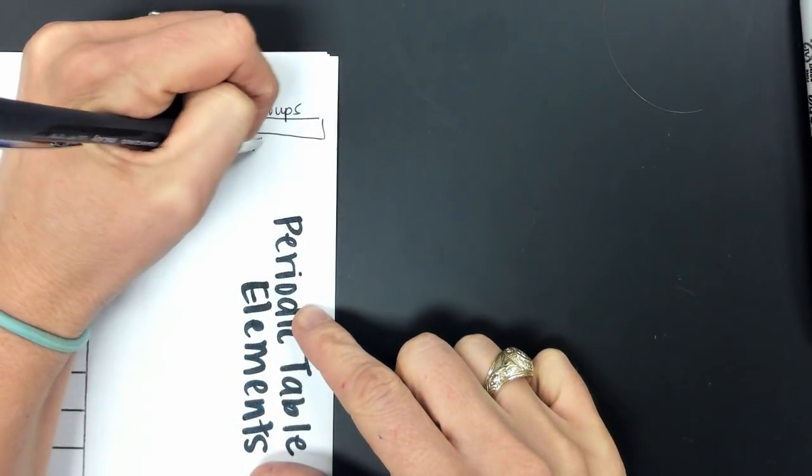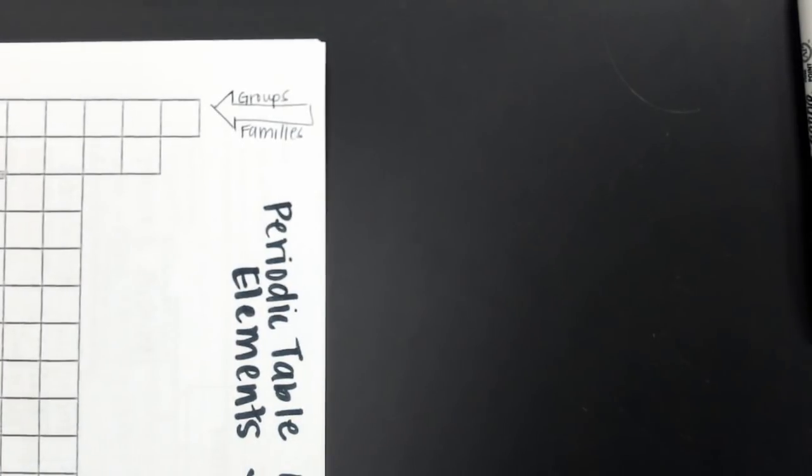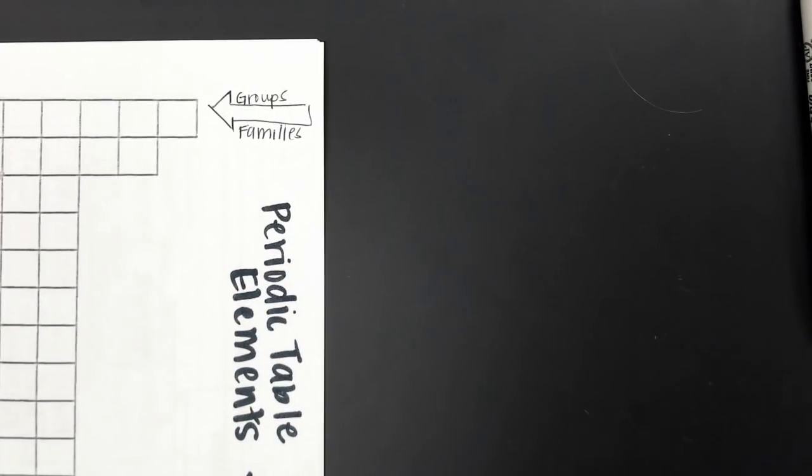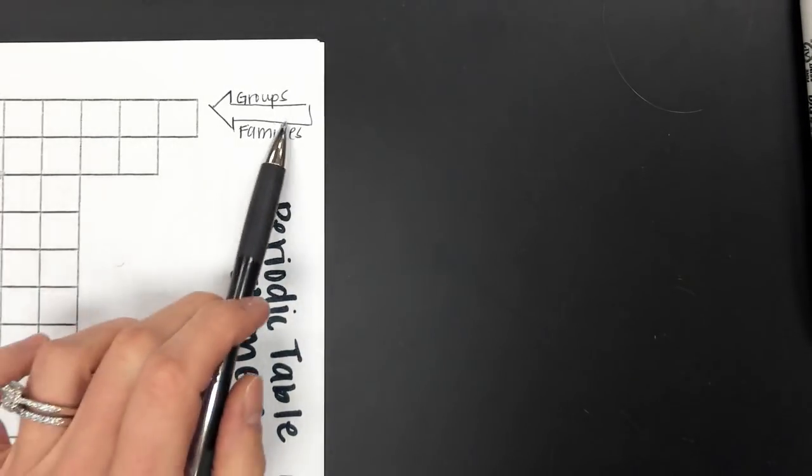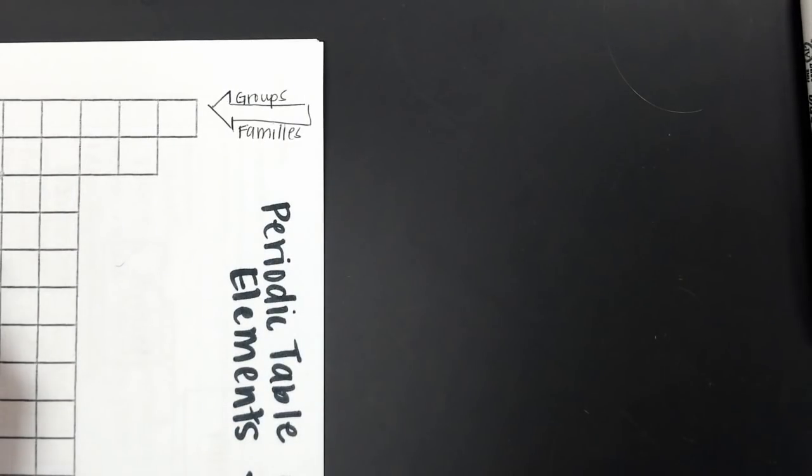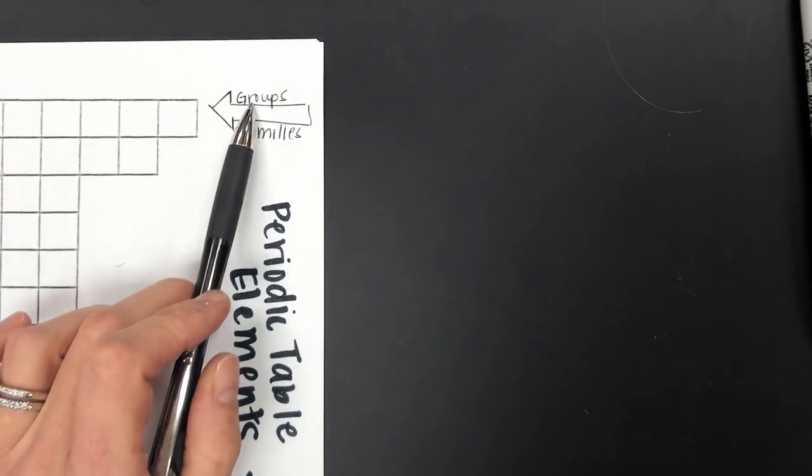And sometimes you will hear them referred to as families, okay? And they're called families because everybody in this column has similar properties, okay? So vertical columns are groups or families. Same thing.